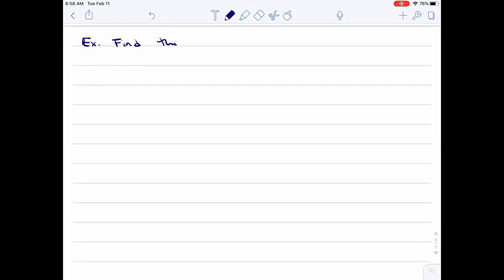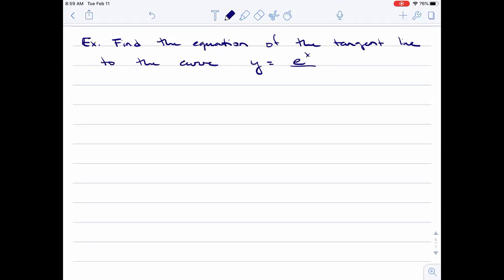So find the equation of the tangent line to the curve y equals e to the x over 1 plus x squared. Oh, nice. As soon as we see e to the x, that is good news. Oh, man. Had to be a quotient rule. That's okay.